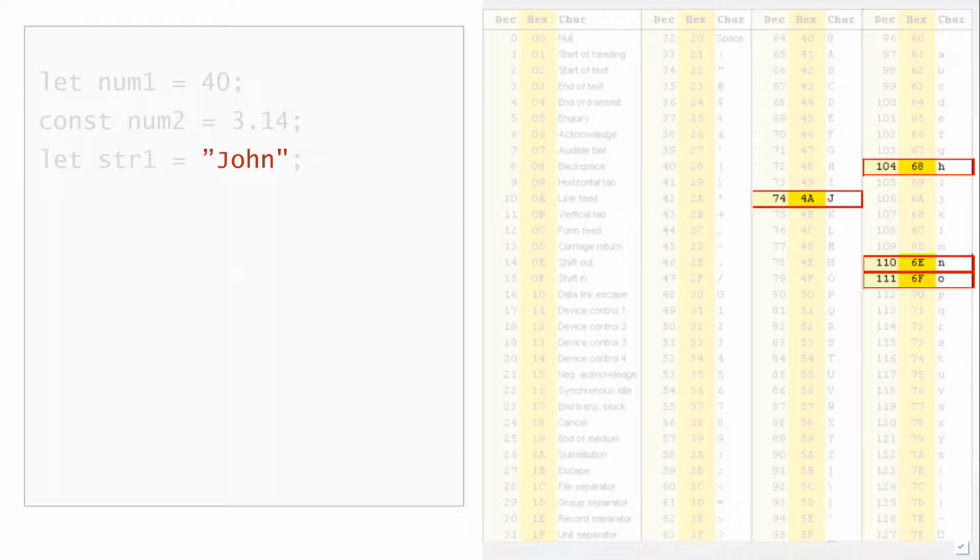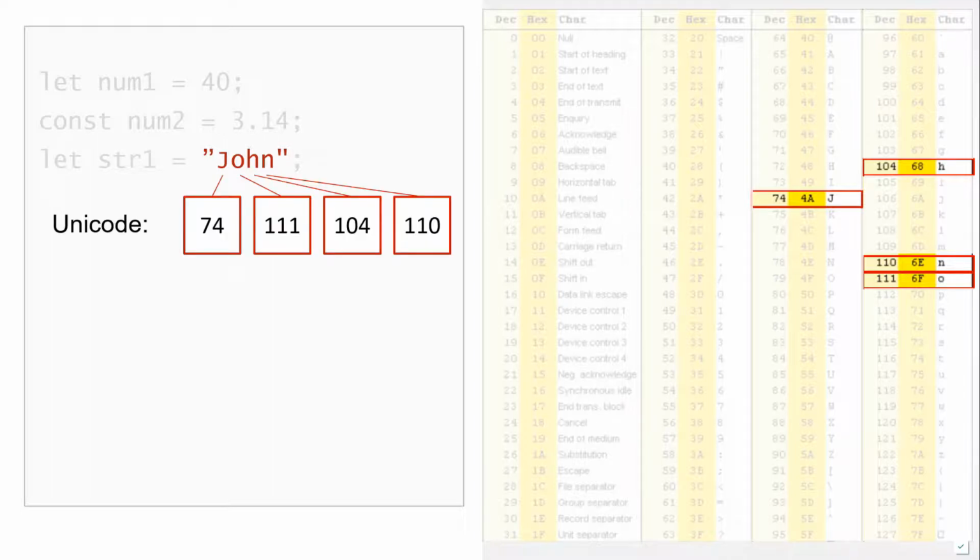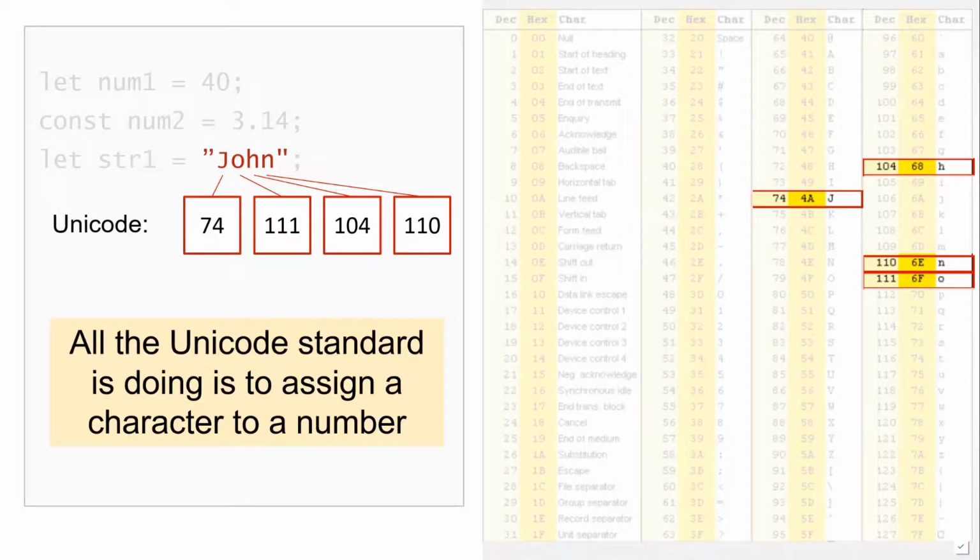Well, what we will do in this case is we need to find the letters. So we have capital J, we have small letter O, H and N, and as we can see, all of these letters correspond to a number. So the letter J would correspond to 74, O would correspond to 111, H would correspond to 104, and then N would correspond to 110. So notice all the standard is doing is assign characters to numbers. We would be making an additional step to convert a character number to encoded bits and bytes in memory.